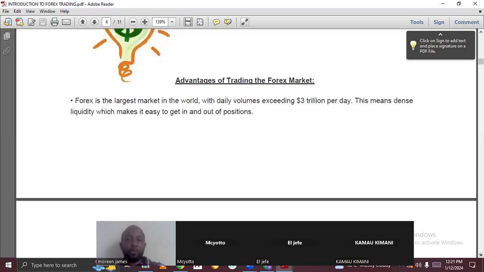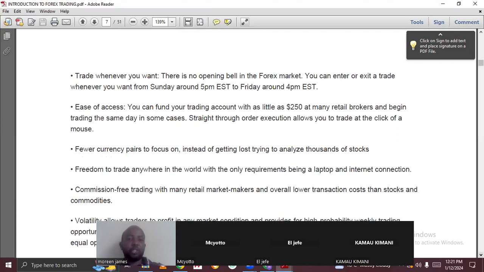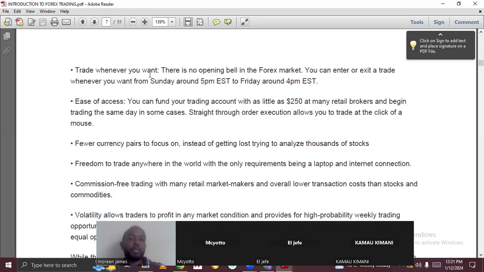Advantages, these ones I'll go through very fast. You can trade whenever you want. It's a 24/5 business, Monday to Friday. Ease of access. You can fund your trading with as little as $250 and begin trading the same day, straight through order execution. So you can use even your phone, wherever you are, as long as you have an internet connection.